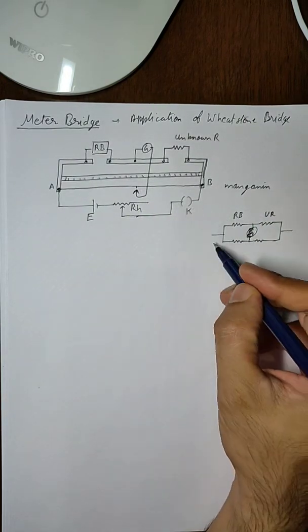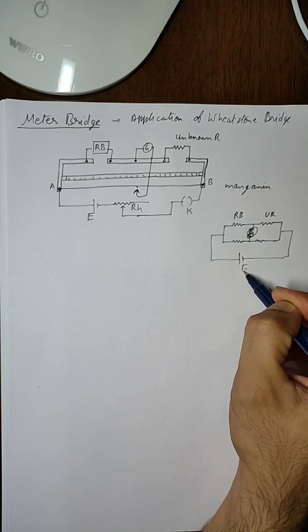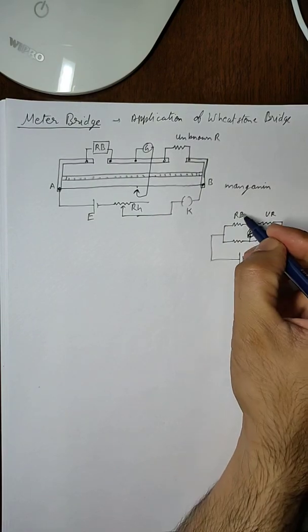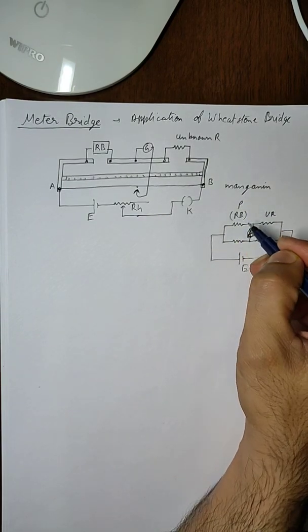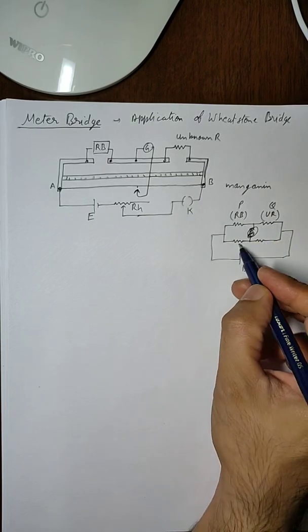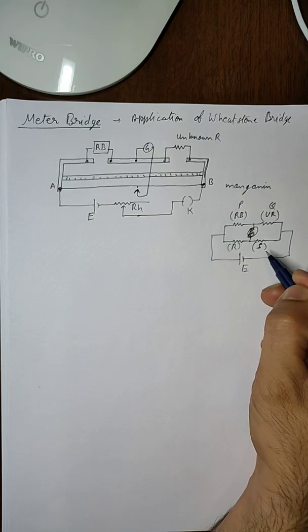So if you look carefully, this is nothing but a Wheatstone bridge. This meter bridge is nothing but a Wheatstone bridge, where the resistance box can be taken as P, the unknown resistance can be taken as Q, and these resistances can be taken as R and S.